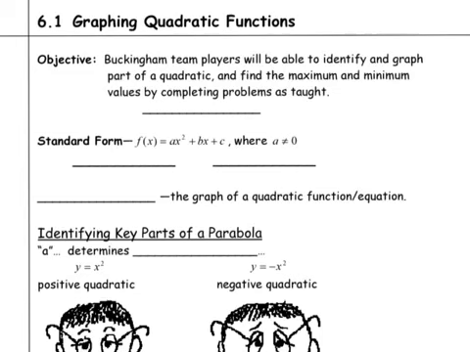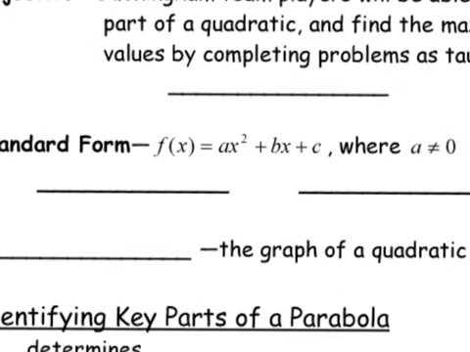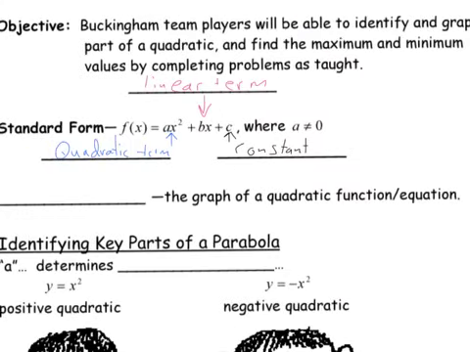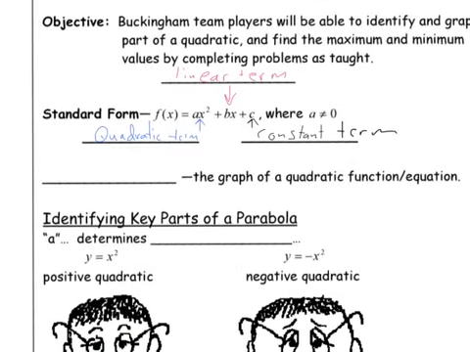Alright, a couple things here. I've got the standard form of a quadratic, and you've got to know what these things are. So this first term here, that's the quadratic term. This is the linear term, bx, or b times x. And then this is just the constant, and we'll find out later it gives us the y-intercept. The graph of a quadratic function or equation is called a parabola, which you guys are probably familiar with.